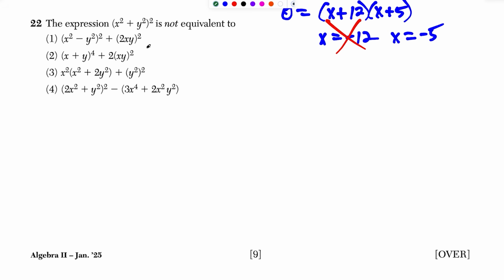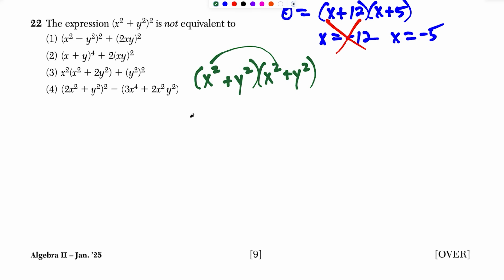Question 22, the expression x squared plus y squared, squared, is not equivalent to, and we have these four options to choose from. So first, I'm going to expand the original expression. So I'm going to do x squared plus y squared times x squared plus y squared. Just make sure for this that you don't do something like x squared squared plus y squared squared. Don't forget the middle stuff, but that's a very common mistake. So let's just see what we get.